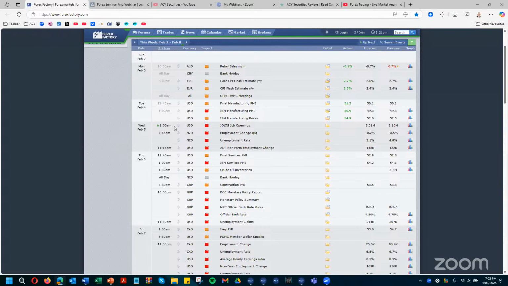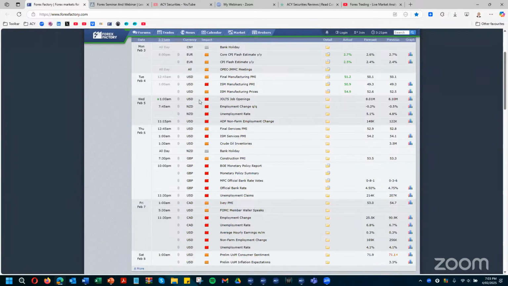All right, so I'm at forexfactory.com here. I'm just going to go through the red items coming up for the week. They're the impacting ones. Time shown on my time, Queensland time. So moving into Wednesday, 1 in the morning for the US, we've got job openings here. 7:45 a.m. Employment change and employment rate for New Zealand. 11:15 p.m. in the evening, US ADP non-farm employment change coming out. 1 in the morning on Thursday, ISM service PMI data for the US.